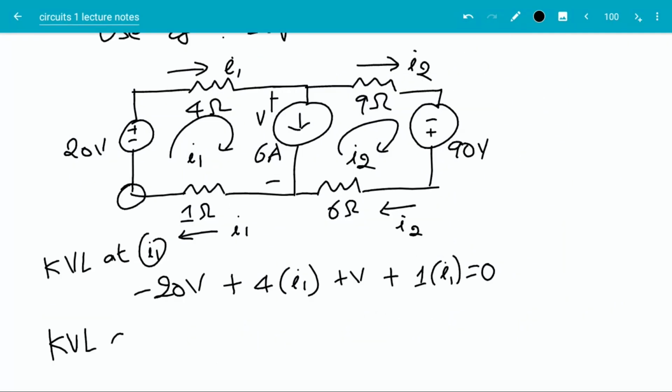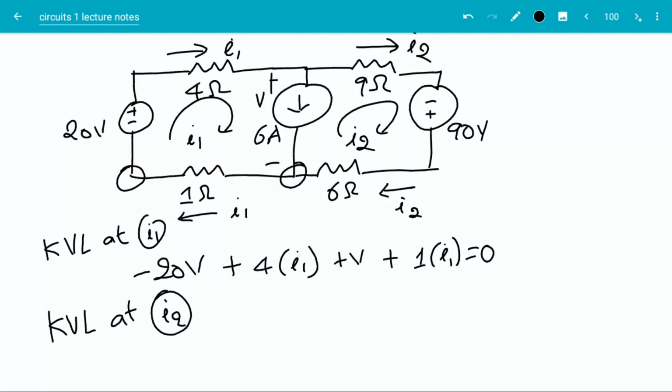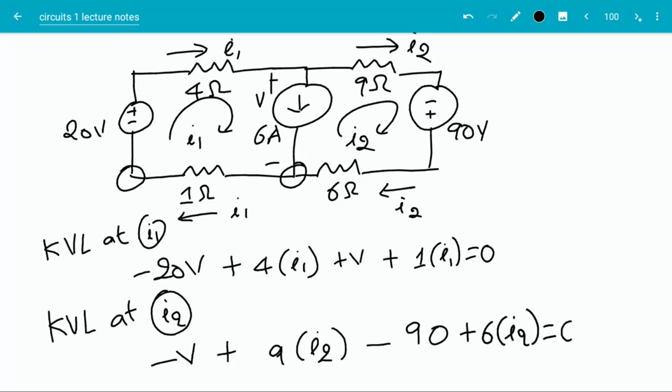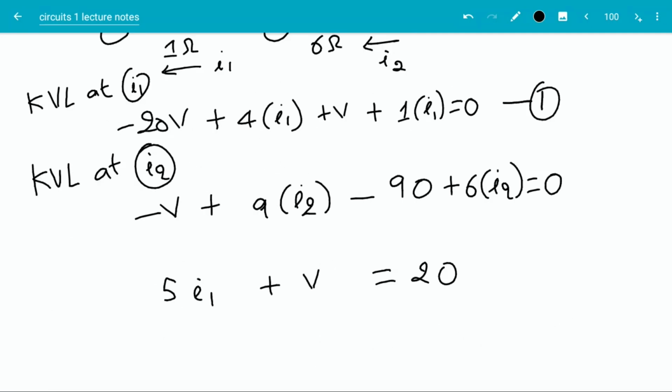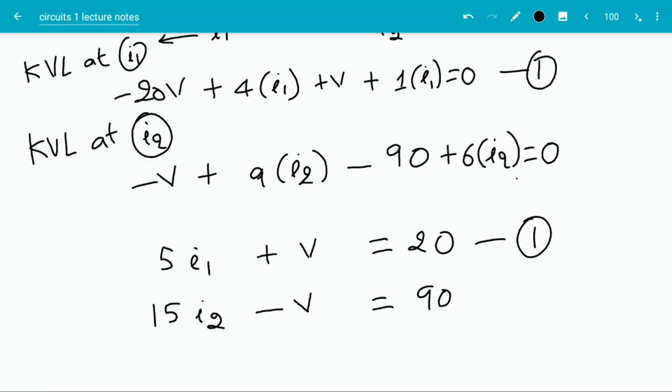Similarly, I can write a KVL at the loop corresponding to I2. I will start and end at that point going clockwise. Going up, there is a voltage increase of V. Then there is a voltage drop of 9 times I2 plus there is a voltage increase of 90. Then there is a drop of 6 times I2. That should be equal to 0. Simplifying equation 1, I get this equation. Simplifying equation 2, I get this equation.